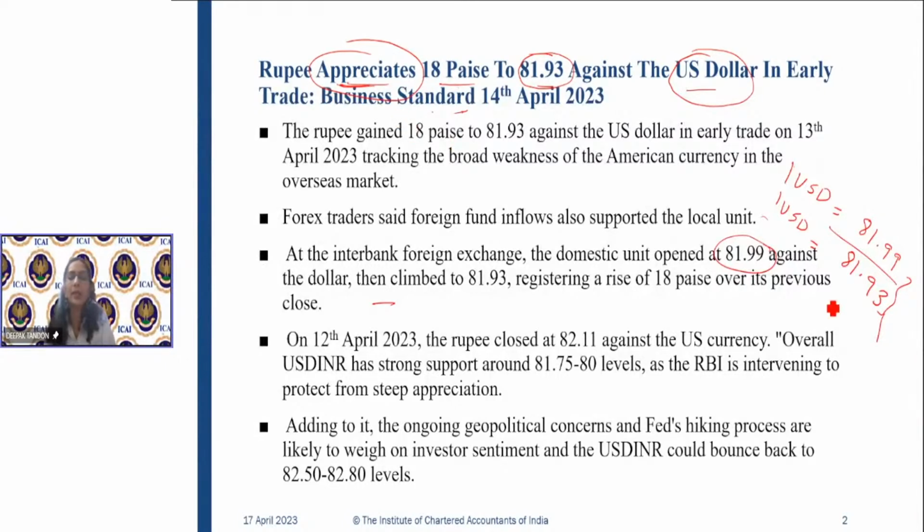So when the dollar becomes cheaper for us, why are we saying cheaper? Because for $1 you were earlier spending 81.99 rupees. Now you will be spending 81.93. That means the dollar has become cheaper and the Indian rupee has become stronger. So when one currency becomes strong, the other currency becomes weak. And when we say our currency is becoming weak, the other currency becomes strong.